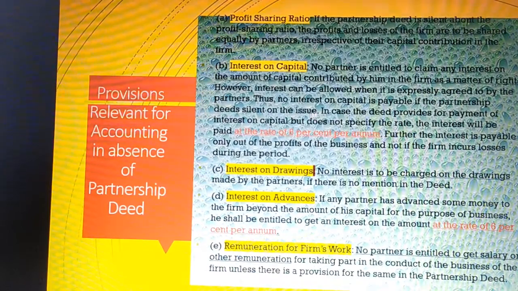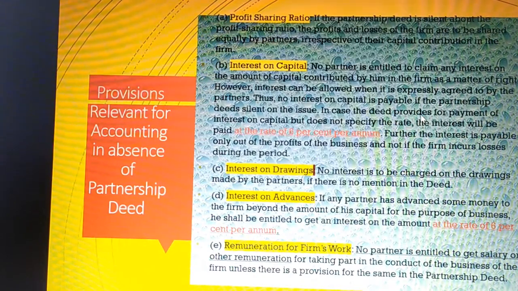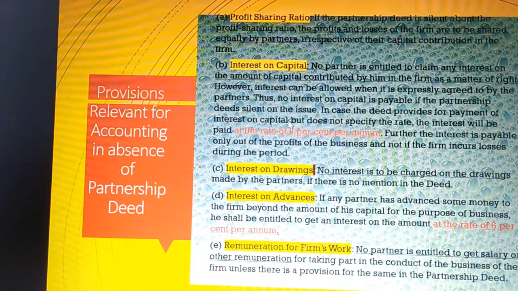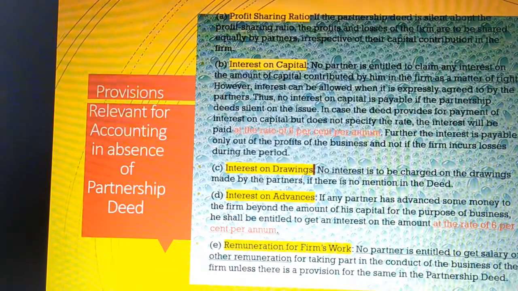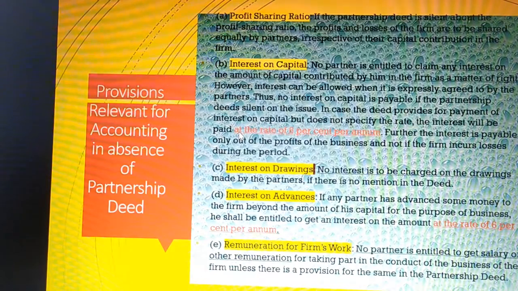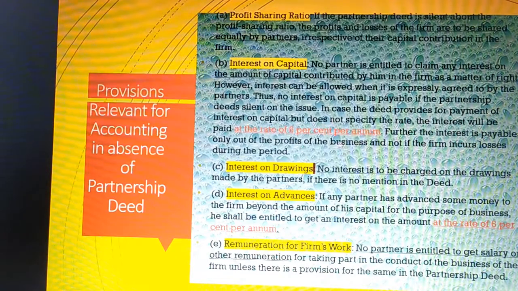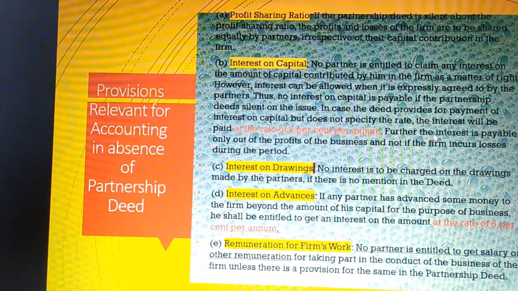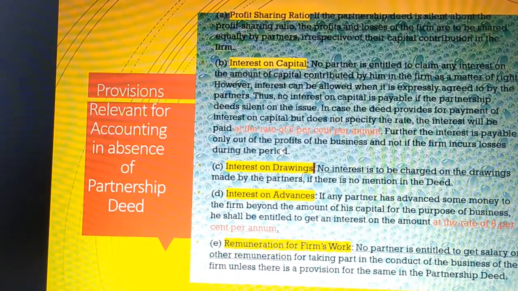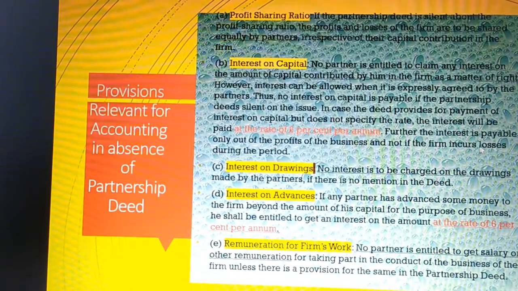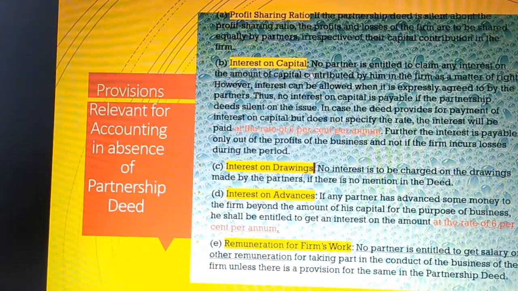But in case the deed has mentioned that the partner must be paid interest on capital, but the rate of interest is not specified in the deed, then in such a case the partners who are entitled to interest on their capital as per the partnership deed will be given interest at the rate of 6% per annum. But this interest will only be paid if the firm is earning a profit, if there is profit in the business. If the firm incurs losses, then no interest on capital will be paid to the partners on their capital.